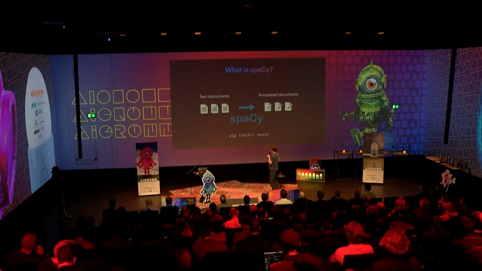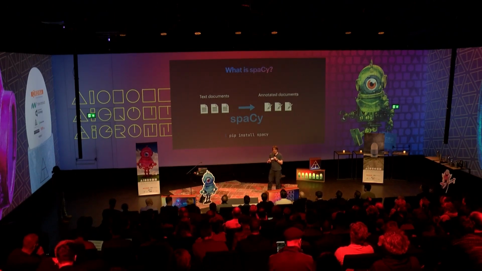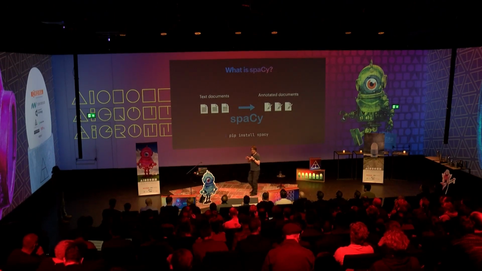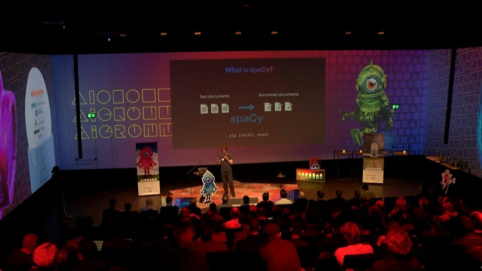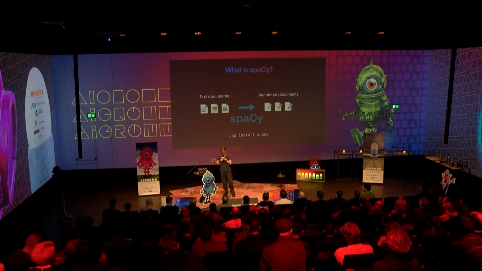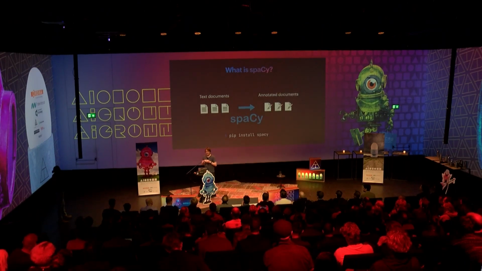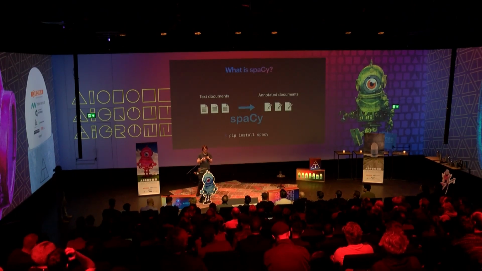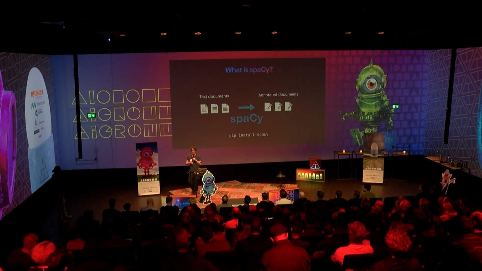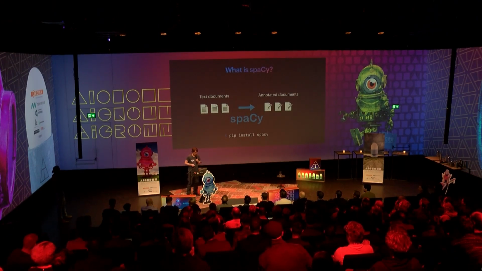So spaCy is a library for natural language processing. The idea behind spaCy is you have some raw text, you give it to spaCy, and you get back annotated documents. The annotations that spaCy adds are dependent on the configuration of your pipeline. spaCy supports many different components, and we'll show a few of them today. We tailored them a bit to things you probably like the most.